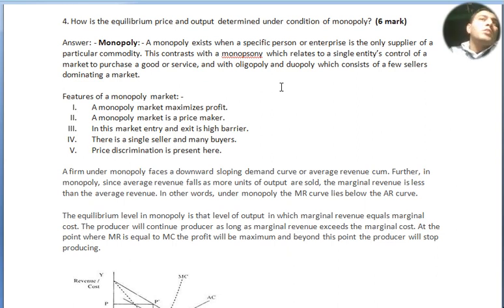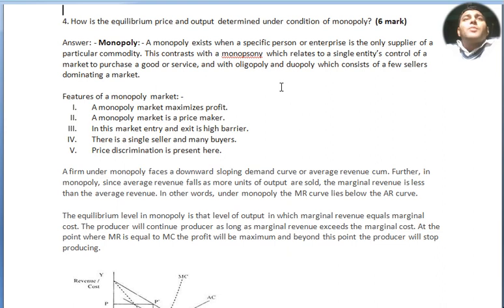Features of a monopoly market. Point number 1. A monopoly market maximizes profit. Point number 2. A monopoly market is a price maker. Point number 3. In this market, entry and exit is a high barrier. Point number 4. There is a single seller and many buyers. Point number 5. Price discrimination is present here.